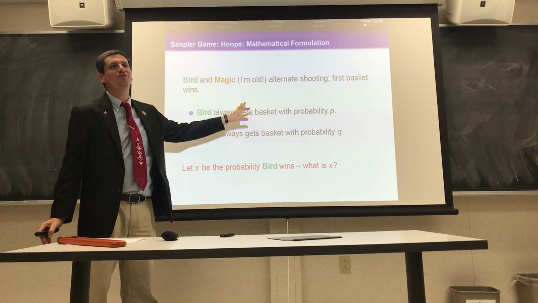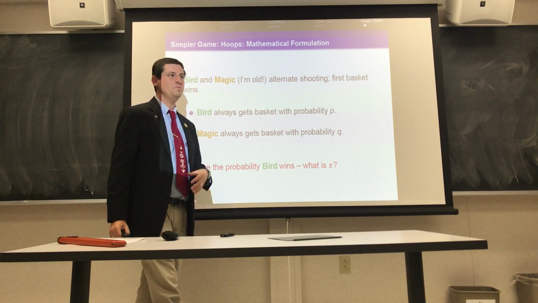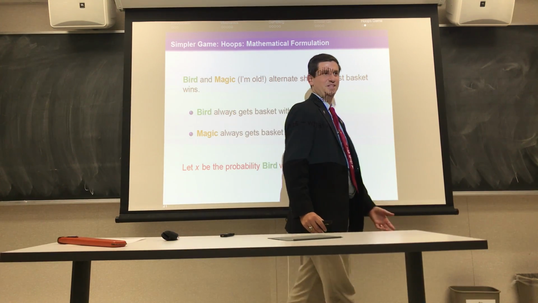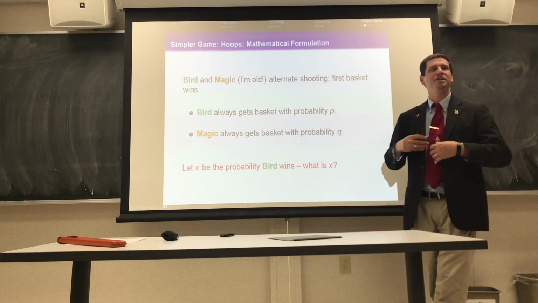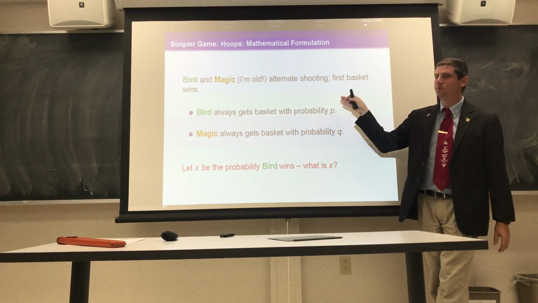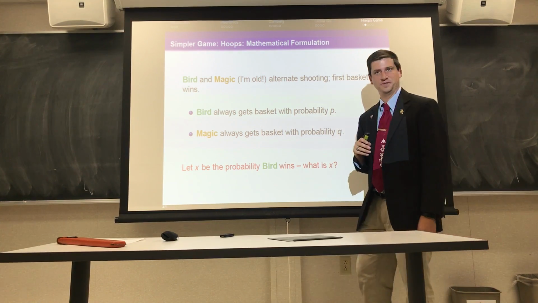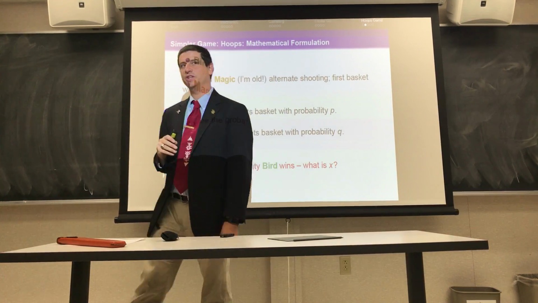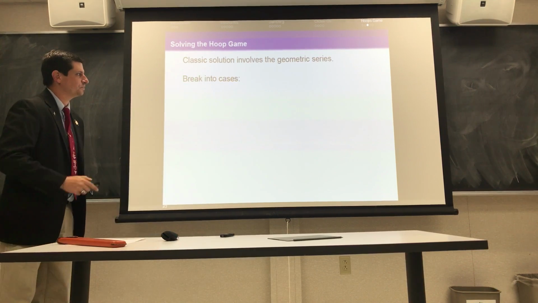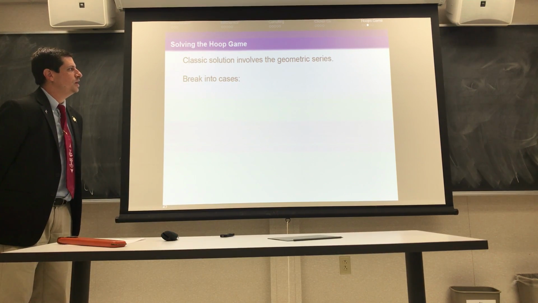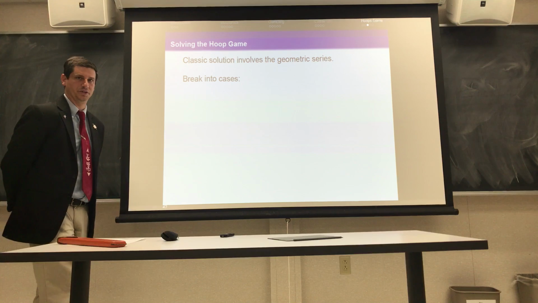So I am going to make several unreasonable assumptions. I will assume Bird and Magic never tire. They can even take a bathroom break, but they never tire, they keep shooting, and their probability of getting a basket never changes. And they will keep shooting until the game ends. Okay? So we want to calculate the probability that Bird wins.